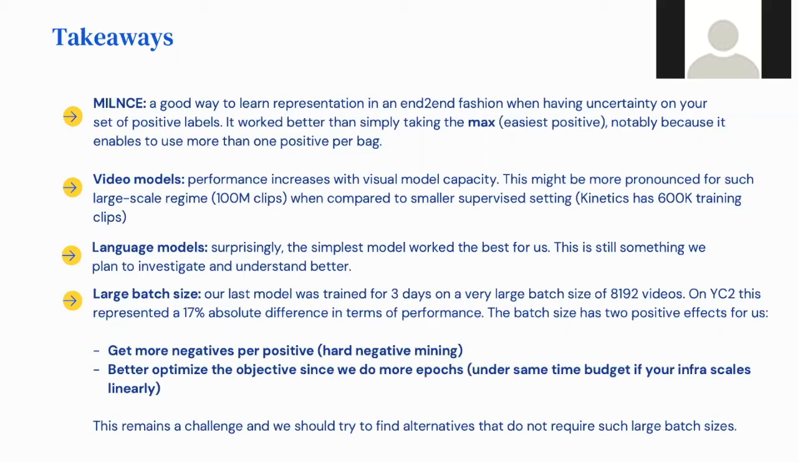Also, one thing I want to mention is about the batch size. You may know that in this self-supervised regime, especially contrastive learning, the number of negatives grows with your batch size, because you use all the other instances in the batch to create your negatives. What we observe is that when using very large batch sizes, we get really great performance gains. And increasing the batch size has two effects. First, we get more negatives as positives, and we observe in our ablation that this is quite important. But it also enables us to better optimize the objective, since we do more epochs under the same time budget.